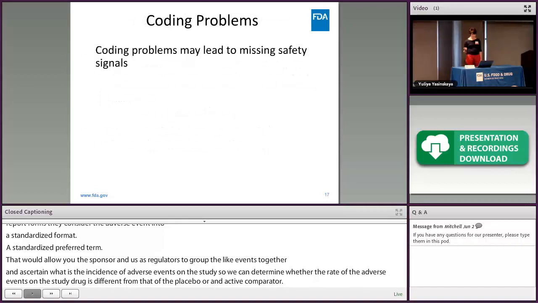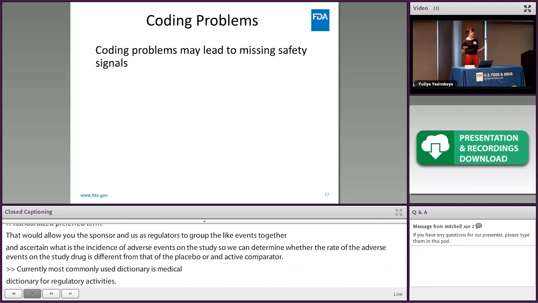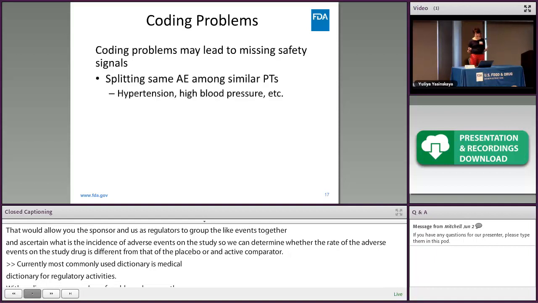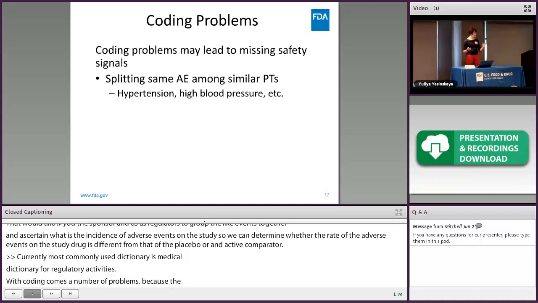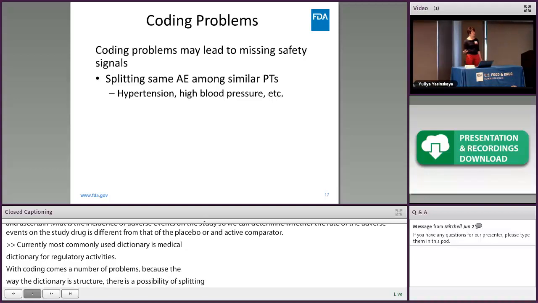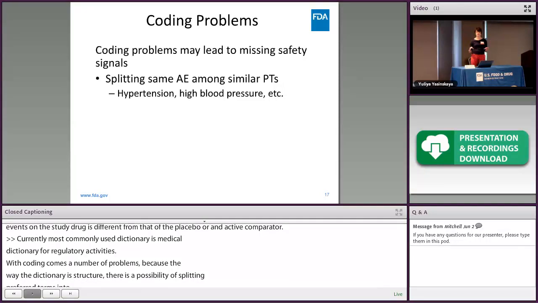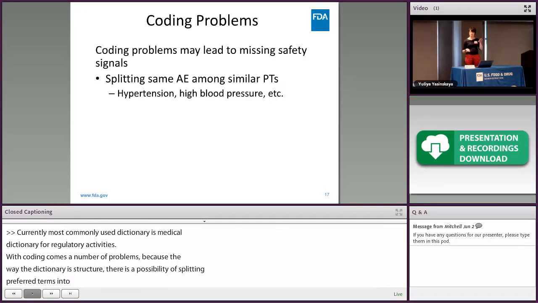With coding comes a number of problems. Because of the way the dictionary is structured, there is a possibility of splitting preferred terms into different categories. For example, the same adverse event of increased blood pressure could be coded as hypertension or increased blood pressure. It will go to different parts of the dictionary, different hierarchical places. So when you're just searching for the incidence of the adverse event of hypertension, it gives you one number. For high blood pressure, it gives you another number. So we need to make sure that these two are combined.